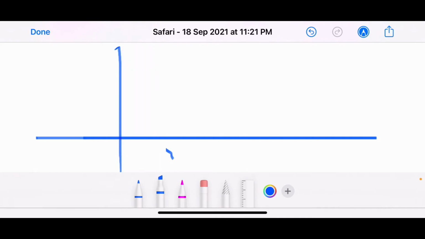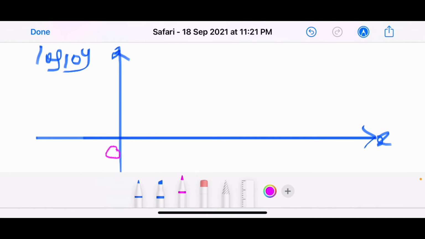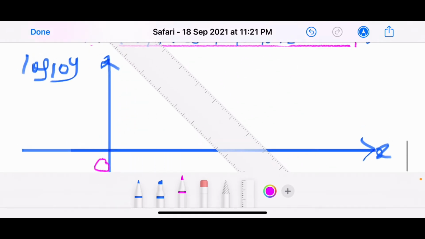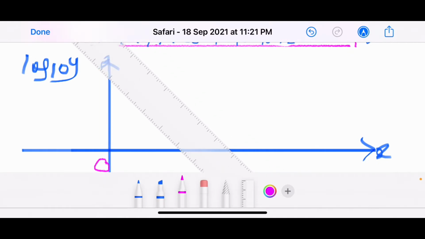Now after you draw the line, this is your log 10 y, and here should be x, if you follow the data given, and obviously make sure this one is 0. Then you plot all the points, and the points should form a straight line that will cut the y-axis. Basically you will get a graph something like this.